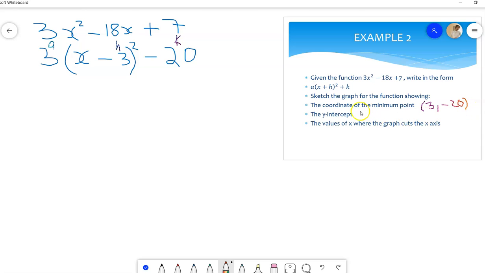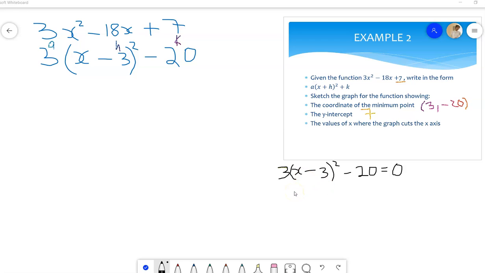And we discussed in class that the y-intercept is c from the original function. So a, b, c, c is 7. So the y-intercept is going to be 7, which means that the graph will cut the y-axis at 7. And the values of x where the graph cuts the x-axis, that is what we need to solve for. We can use the vertex form, equate it to 0 and solve for x. So let us do that. We have equated the vertex form to 0, so now we can solve.